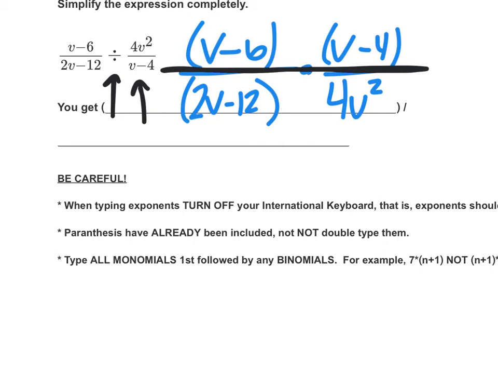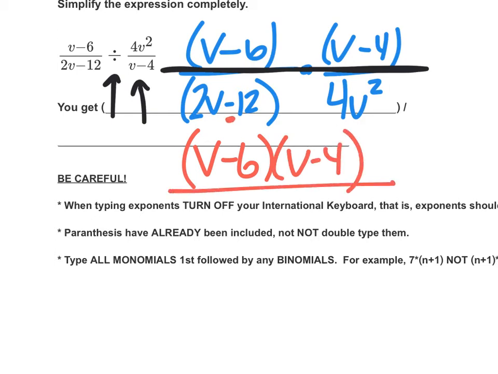So let me just rewrite the problem. On the top we have v minus 6 and v minus 4. On the bottom here I can pull a 2 out, so I'm going to yank the 2 out. That's going to leave me with v minus 6. And don't forget there's a 4v squared here. For crossing off, we do have something. We have our v minus 6's go away.